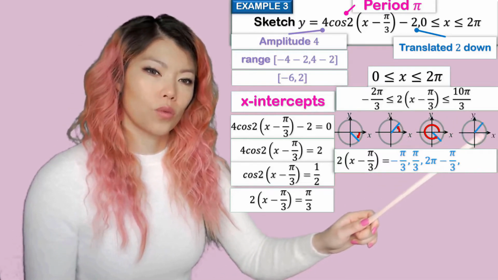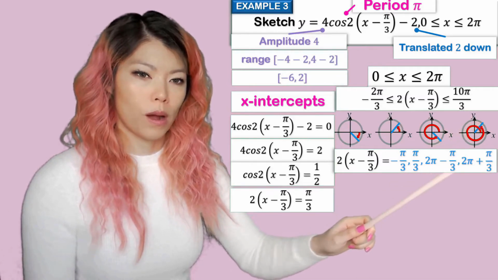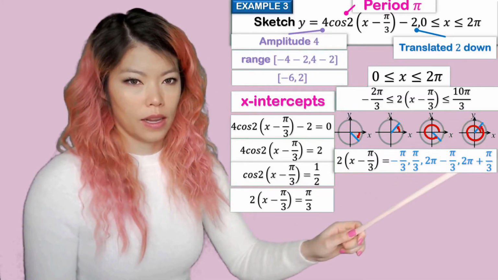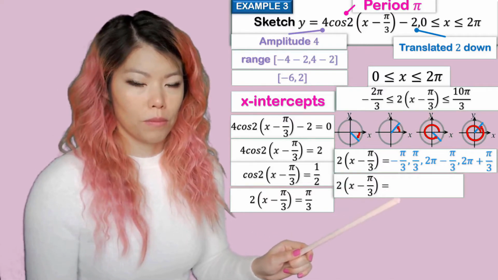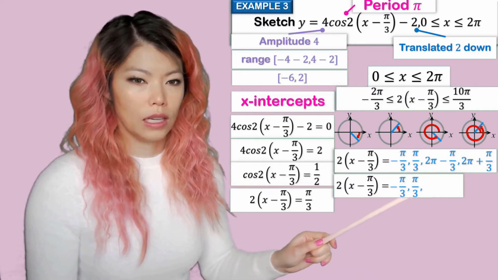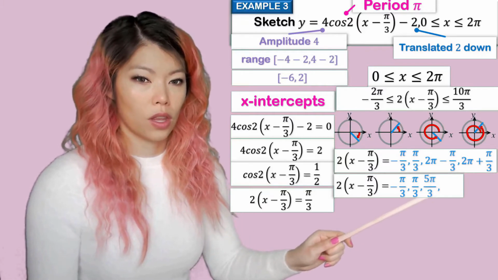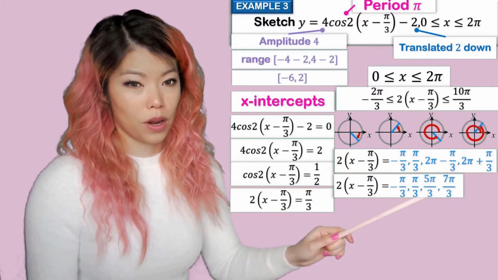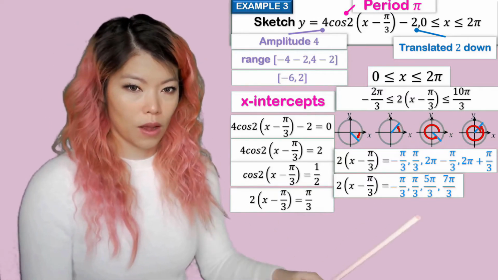And let's do the next one. If we keep going around, that's 2 pi plus pi on 3. Is that inside the domain? Let's have a look. So let's simplify. So minus pi on 3, pi on 3, 2 minus 1/3 is 6 minus 1 is 5 pi on 3, and 2 plus 1/3 is 6 plus 1 is 7 pi on 3. 7 pi on 3 is inside the domain, so that one's okay.